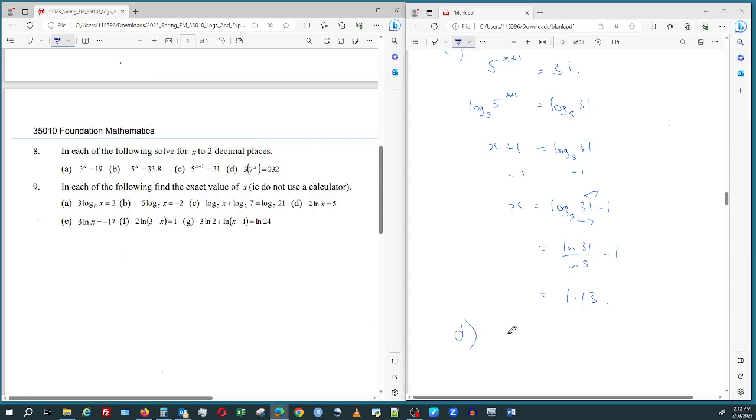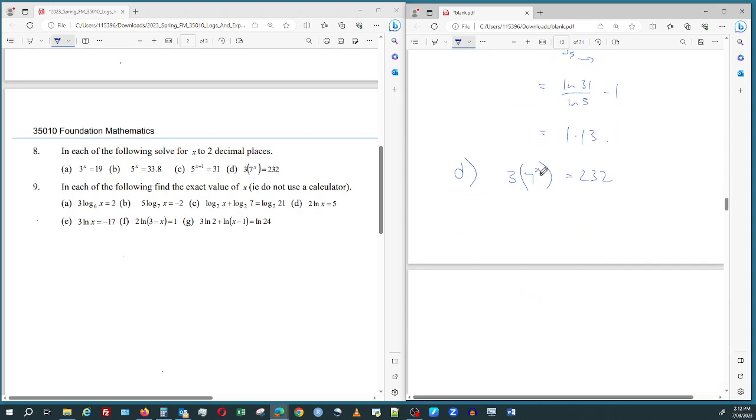Okay. 3 times 7 to the power x equals 232. So maybe some pre-work's in order. Don't just do the multiplication there. Maybe just divide by 3. Maybe that's easier. Okay. So 3 8s, 3 7s are 21, with 2 left over. 3 7s are 21 again. 1 left over.